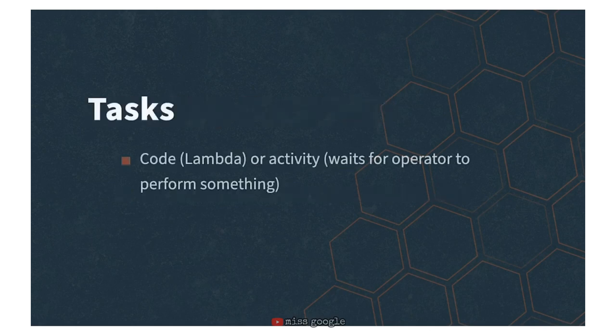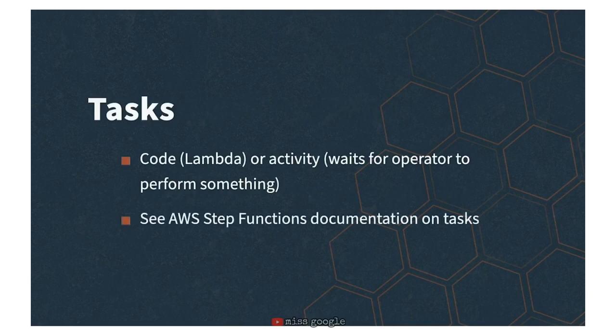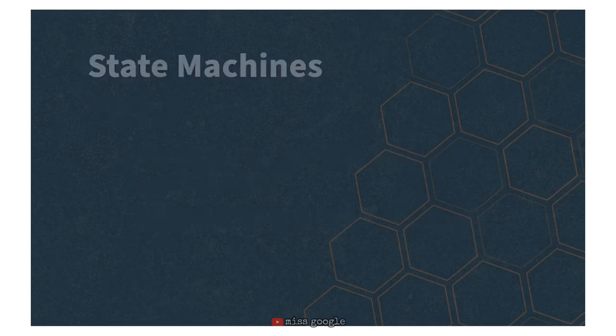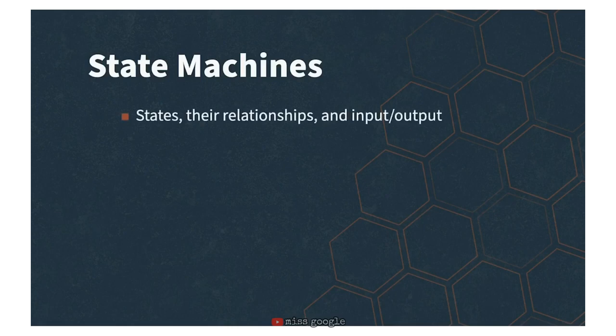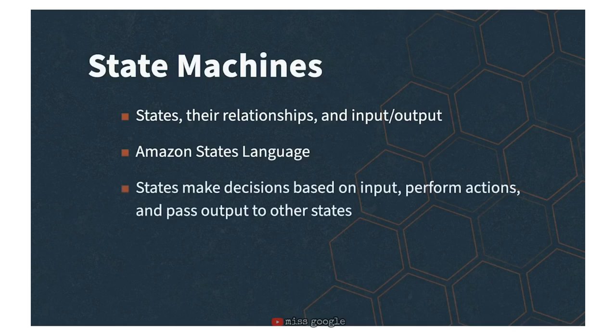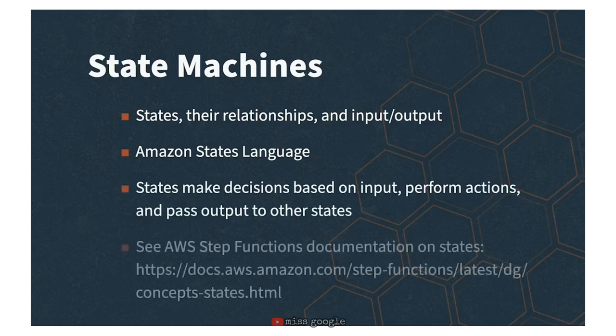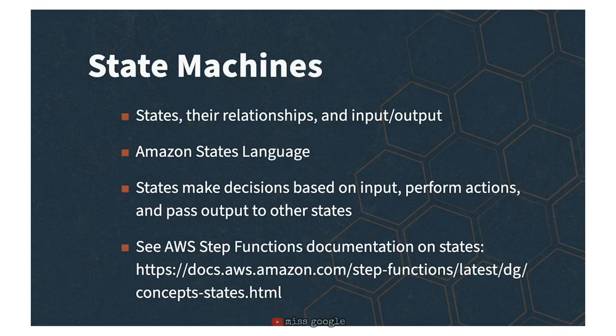So tasks are code like Lambda or an activity that waits for an operator to perform something. You can see more on tasks at the AWS Step Functions documentation. State machines are based on states, their relationships, and input and output. It's based on the Amazon States Language. The states make their decision based on input, perform actions, and then pass output to other states. You can read more about states at the AWS Step Functions documentation.